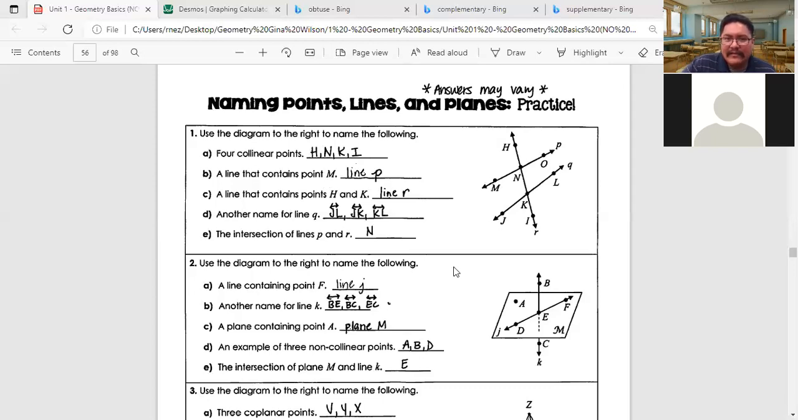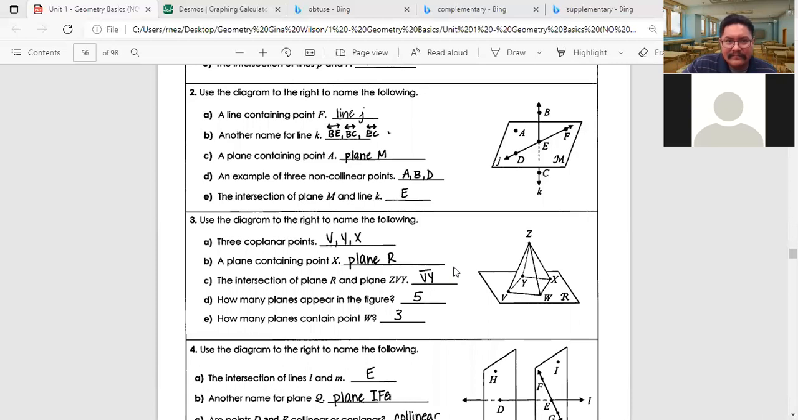That's the N part. I'm going to go ahead and move on. Let's see, diagram to name the following. So here we have a plane with 2 lines. One line is going through and the other line is going along the plane. So a line containing point F. So here I have F, and it wants a line on there. So here is that line.